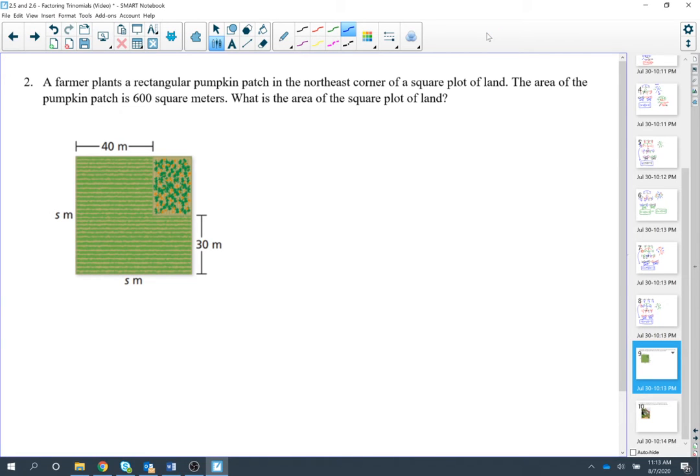Okay, ladies and gentlemen, application problems for factoring. Number 2: a farmer plants a rectangular pumpkin patch in the northeast corner of a square plot of land. So take a look at your picture. We have a square. It's telling you it's a square. One side is S meters long, the other one is S meters long, hence a square. And then in the northeast corner, we have a rectangular pumpkin patch.